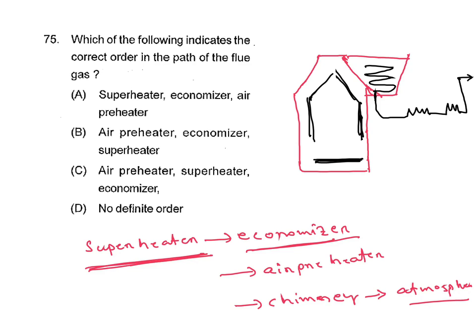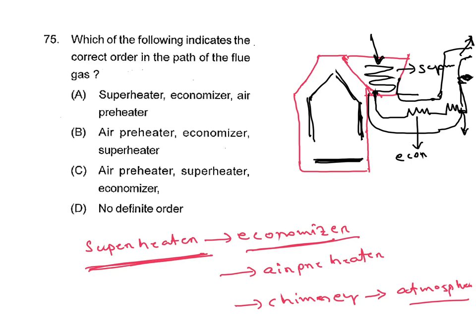The flue gas direction is from the furnace to the superheater area. Inside, steam is flowing and it will go to the turbine, but in this area the flue gas will go like this. Here it will go to the chimney. This is the economizer, then the air preheater. The coils are like this.